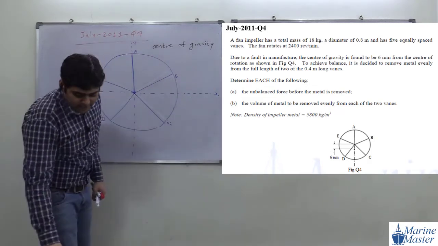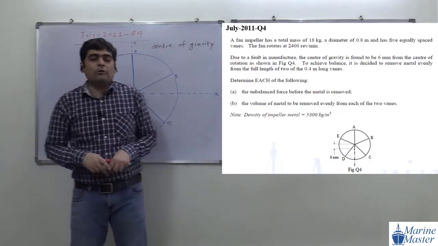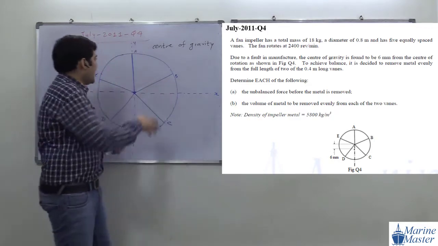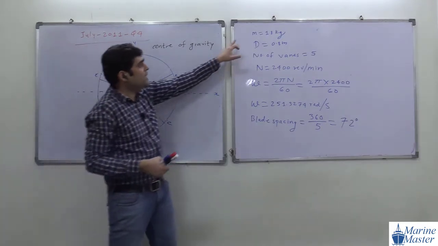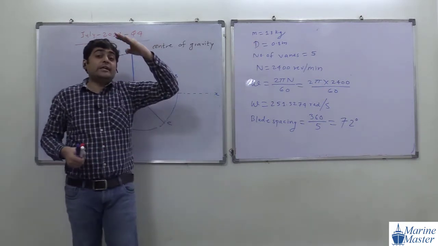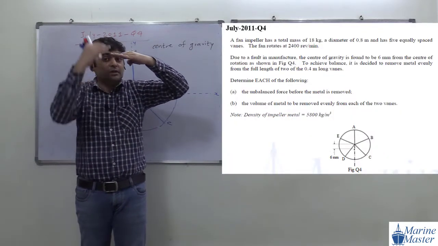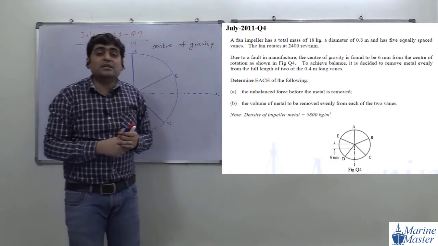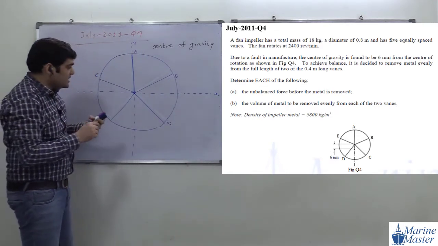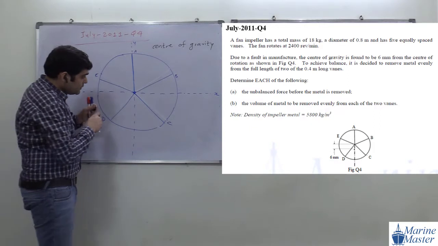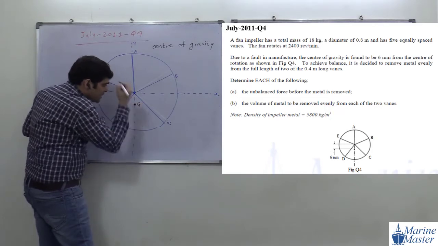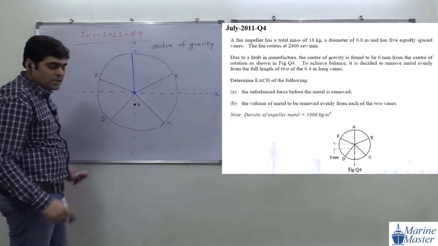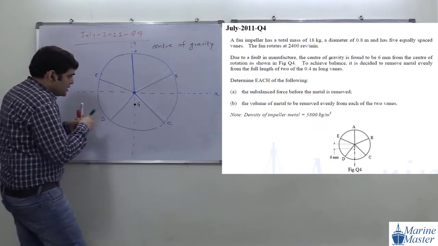Now what are they saying? This impeller has a mass of 18 kg. The center of gravity of the impeller is shifted by 6 mm. So this will be the G of the impeller, and this G is shifted by 6 mm. Try to see the point here.